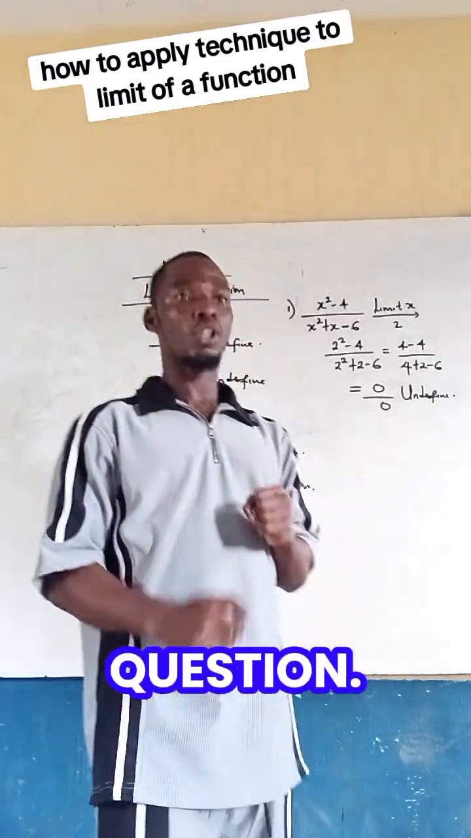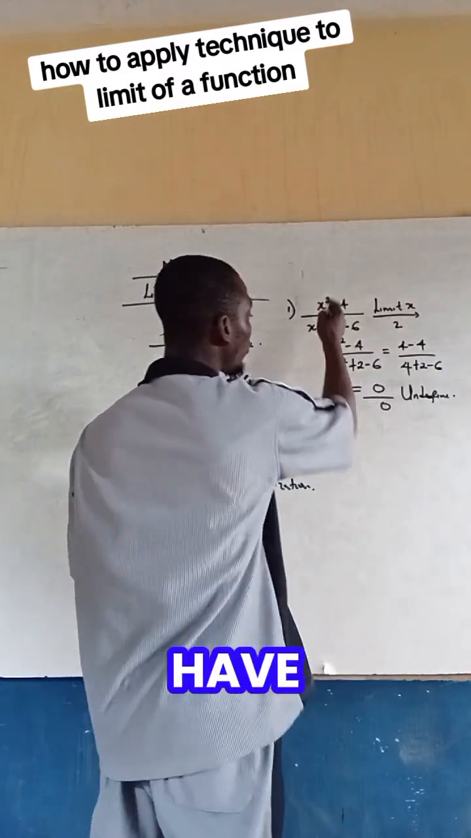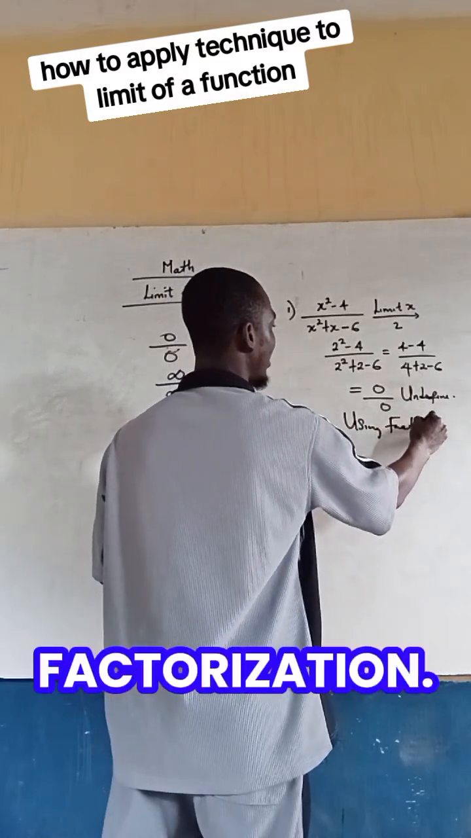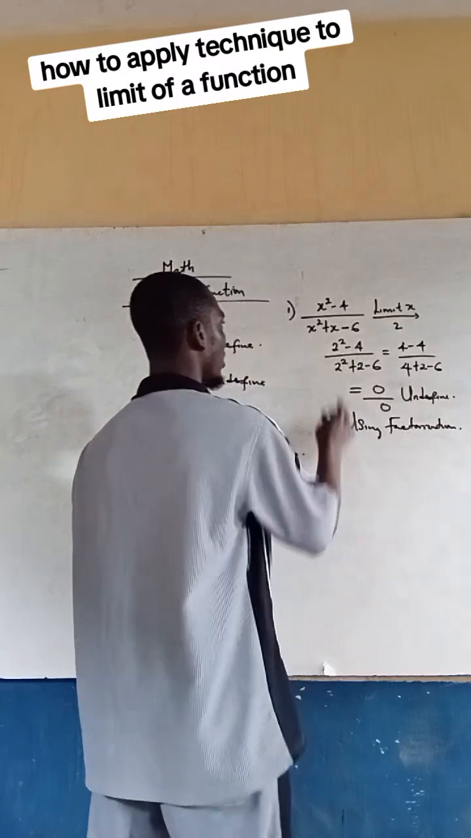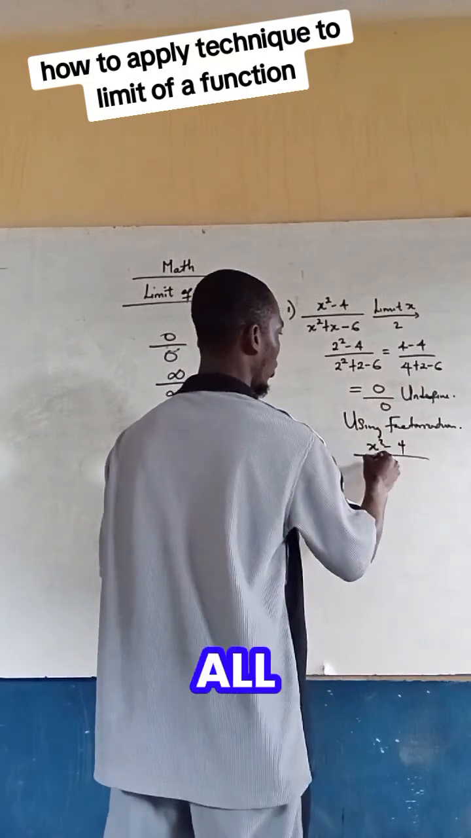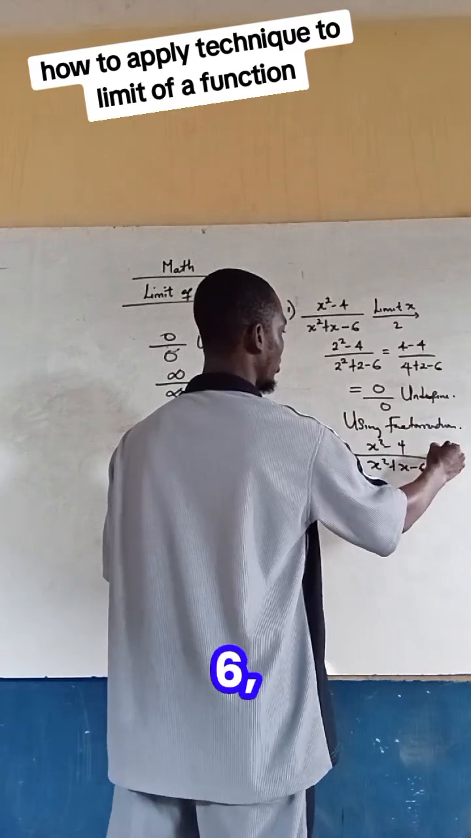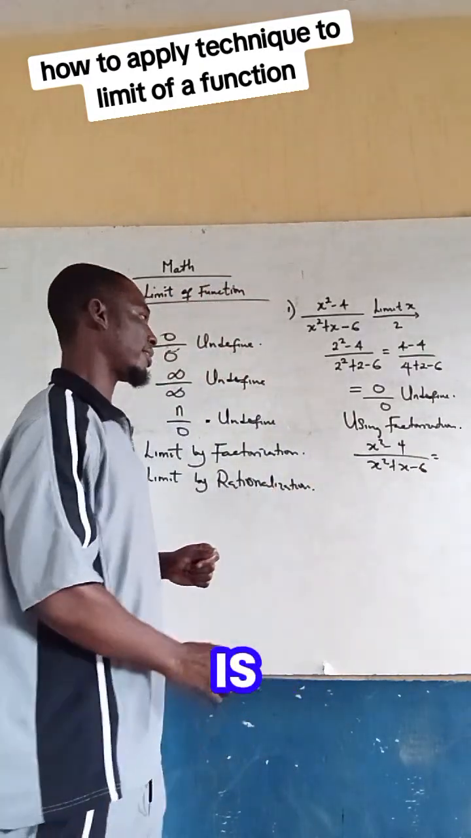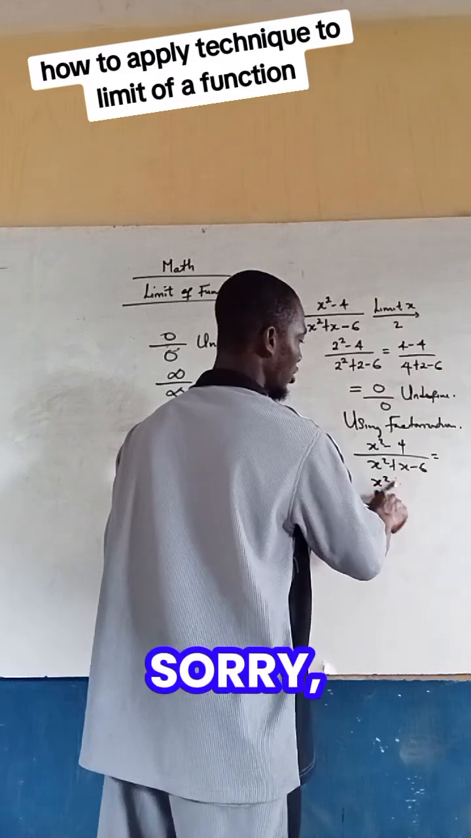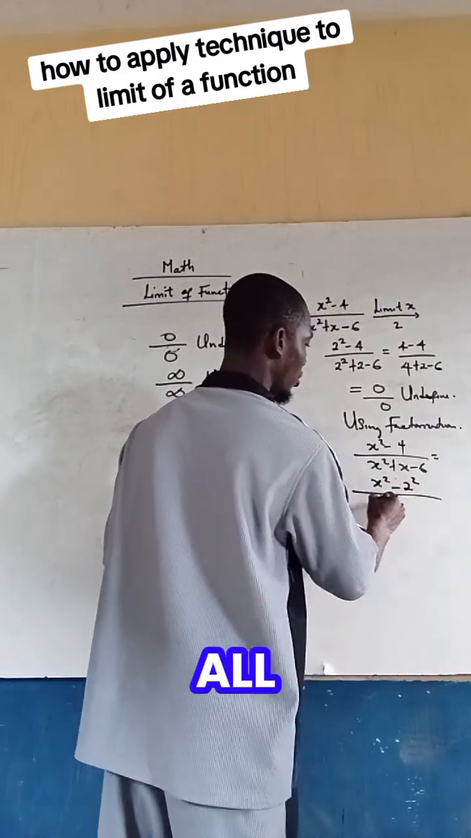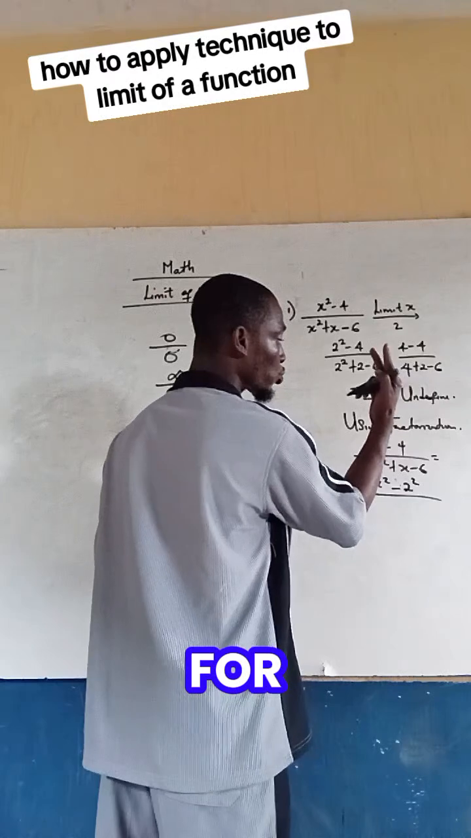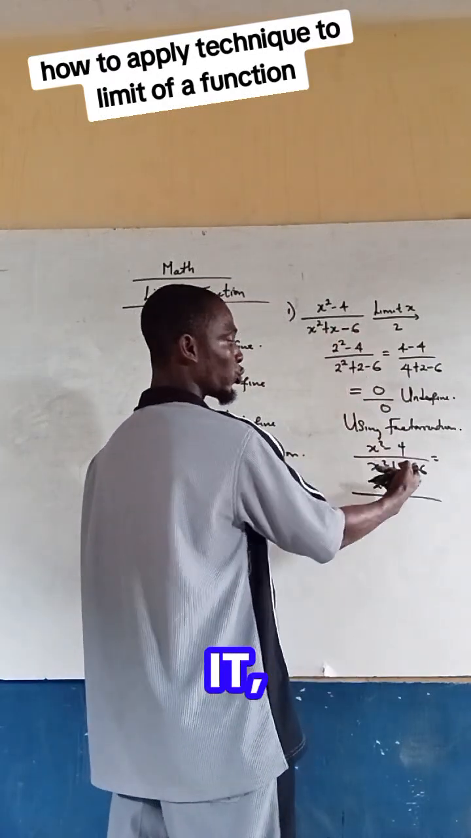So I have to apply the techniques of limit here in order for me to be able to solve the question. Applying techniques, I have to factorize this using factorization. Since I'm given x squared minus 4 all over x squared plus x minus 6, all I need to do is this. I can write this as x squared minus 2 squared all over x squared plus x minus 6. I can also factorize this. I will look for two values whereby when I multiply them, it will give me minus 6.